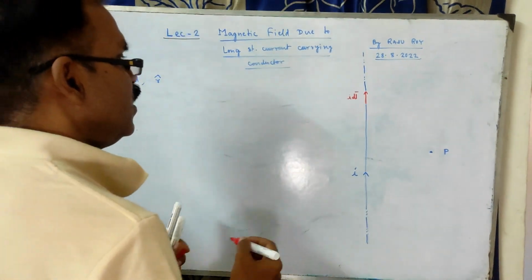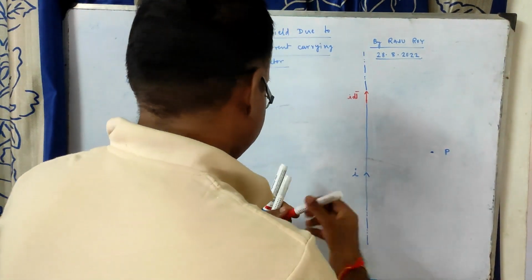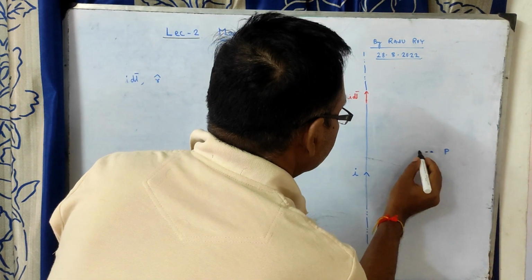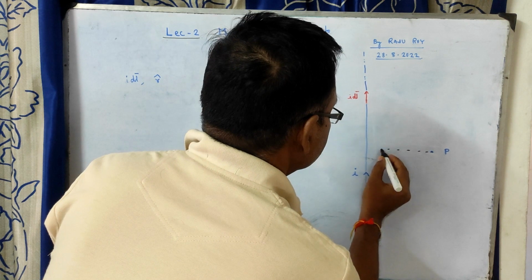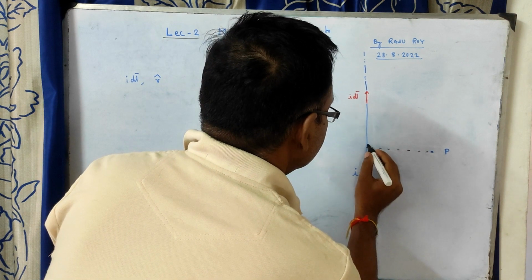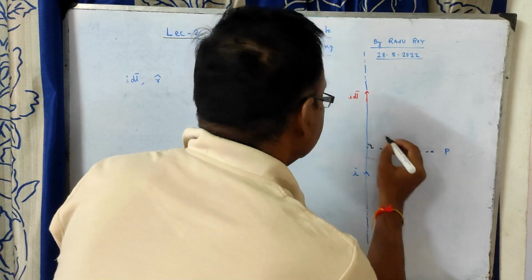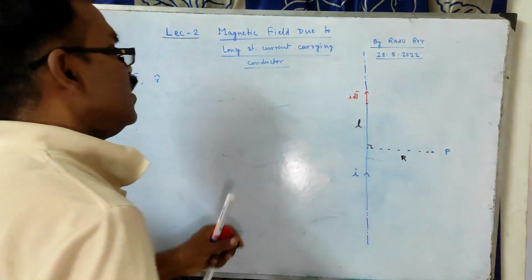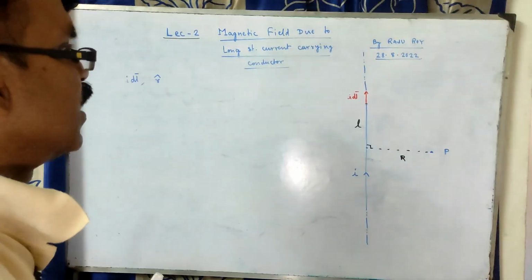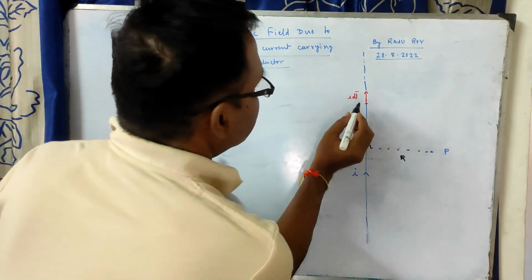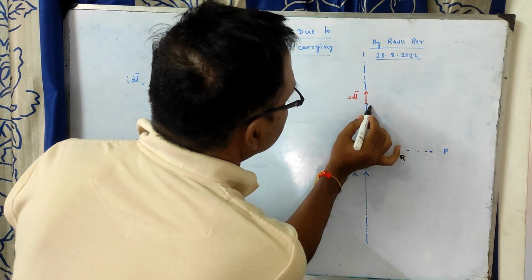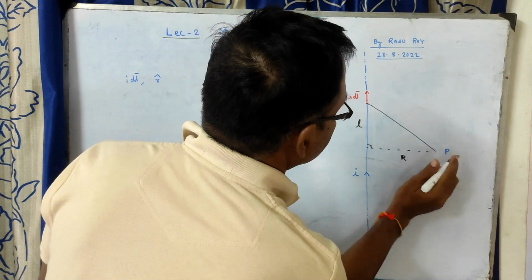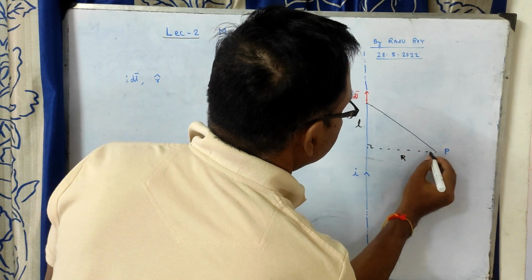See, Idl. From here I will do some extra constructions. From P I will drop a perpendicular on this conductor. This is your perpendicular. This distance, let it be R, and here this is L. At L distance I am taking this current element Idl. Then I will join this to P. P is here.